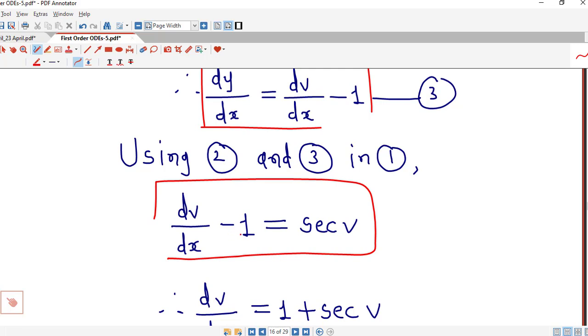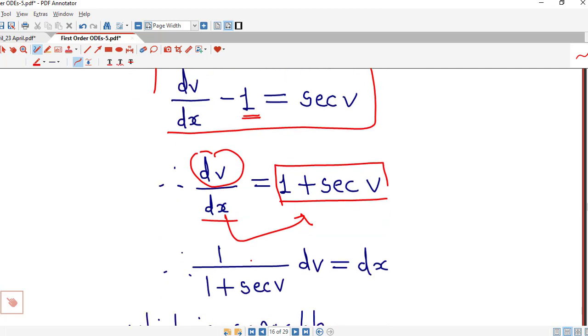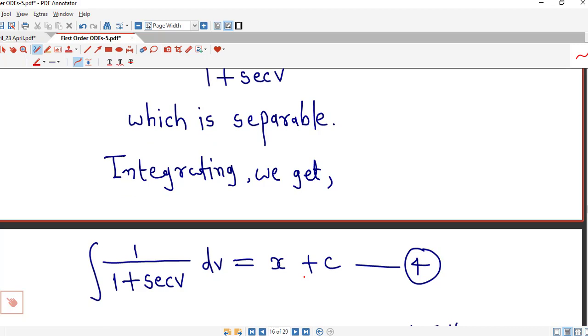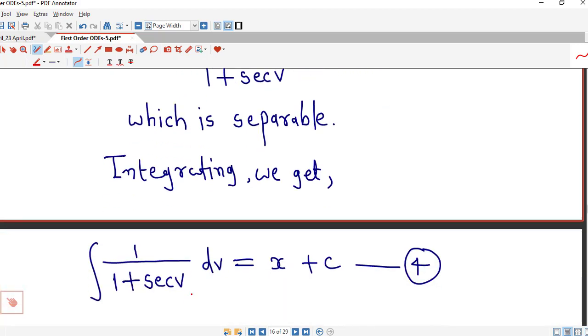Now to separate the variables, we take this 1 on the right hand side and have dv/dx = 1 + sec v. So this is a function of v that we take on the left hand side with dv, and we transfer this dx to the right hand side, and we can see now this is separable in v and x. Therefore we integrate on both sides. We have the integral of 1/(1 + sec v) dv equal to the integral of 1 with respect to x, which is x, plus a constant of integration. Now the problem is how to find the value of this integral.